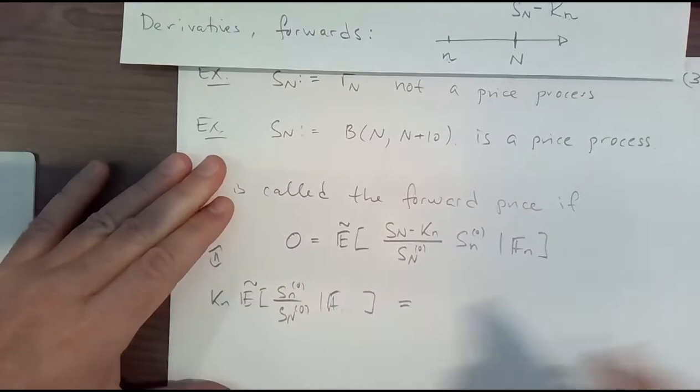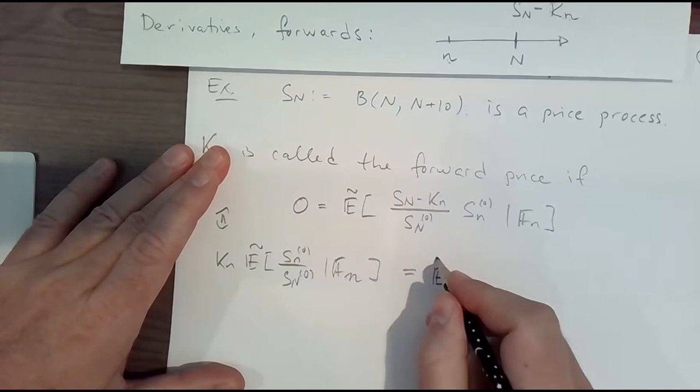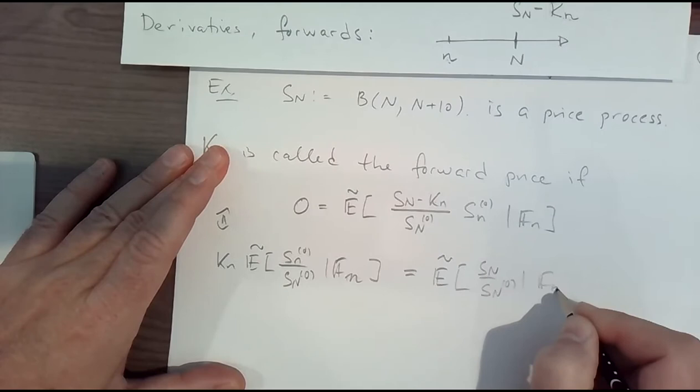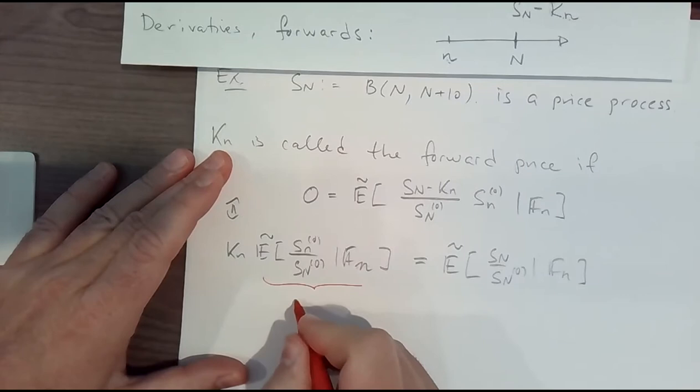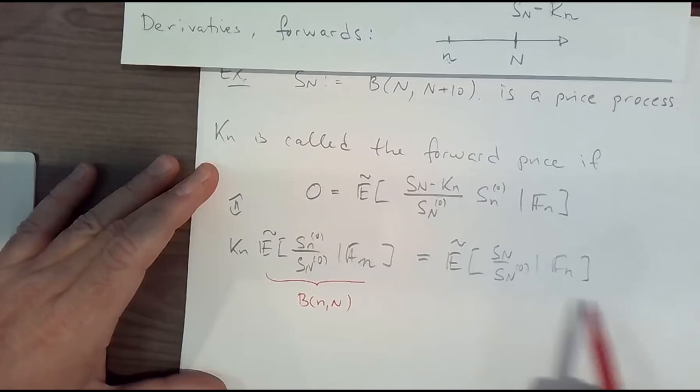What will be left in here will be the conditional expectation of Sn over Sn0 given Fn. And what we find here is this is my zero coupon bond. So I have Kn times the zero coupon bond has to be equal to this conditional expectation.